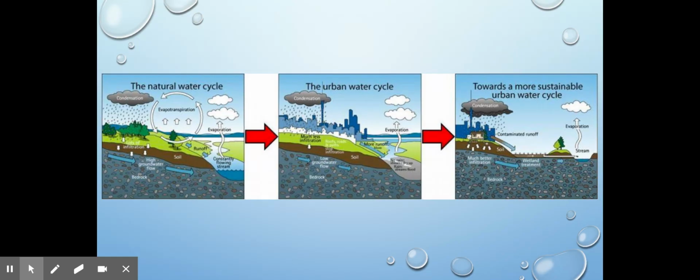Here is a picture of the water cycle, the urban water cycle in the middle, and on the right towards a more sustainable urban water cycle. What if I had much better infiltration because of what I did in the city, and then I would get better water sustainability.